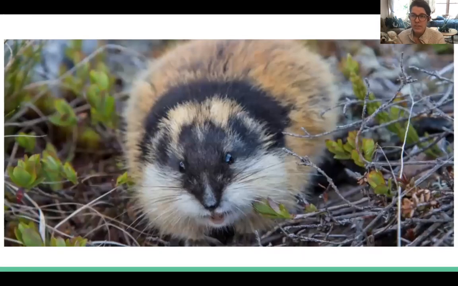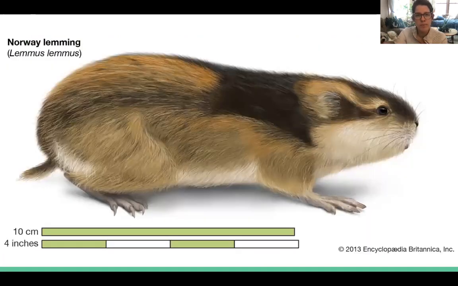Even though winters up in the Arctic are harsh, lemmings do not hibernate. They make tunnels in the snow and eat up stores of clippings that they saved from warmer times. Lemmings, contrary to popular belief, like to live alone. They're pretty small. I mean, they would fit in the palm of my hand. Okay, so you can kind of imagine how small they are. And I have no scale here.